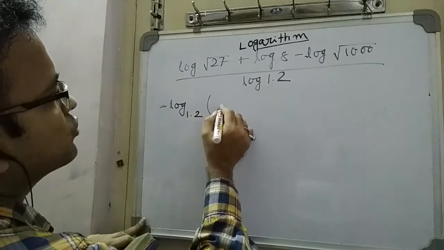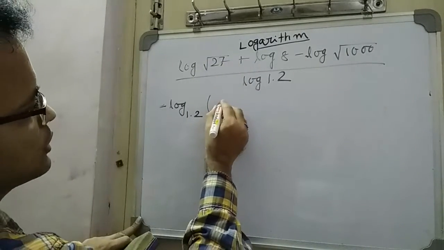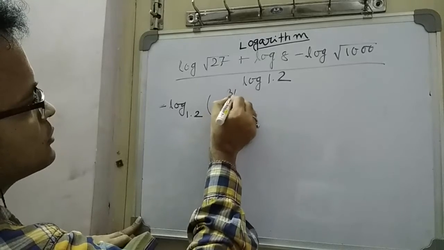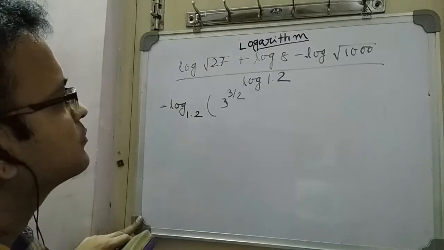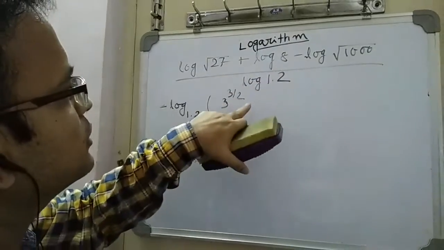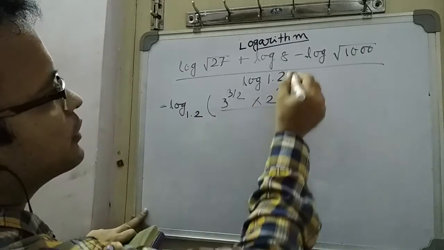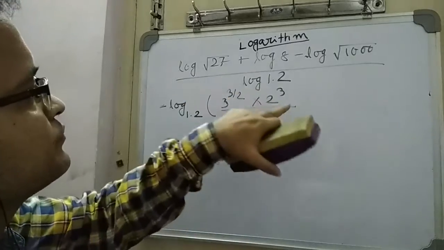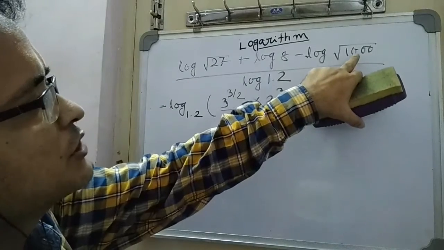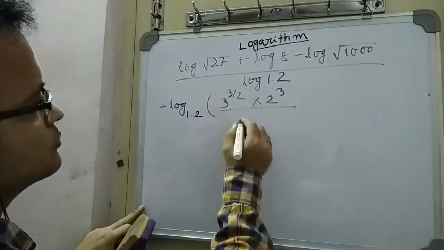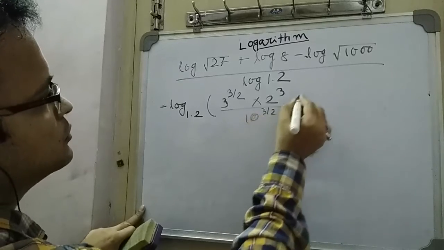Now it is root 27. So that means 27 to the power half. That means 3 to the power 3 by 2 into, we know 8 is, this is plus, so value will be multiplied, so it will be cube, then it is minus, so it will be divided by root 1000, means 1000 to the power half, again 1000 is 10 cube, so 10 to the power 3 by 2. Okay.